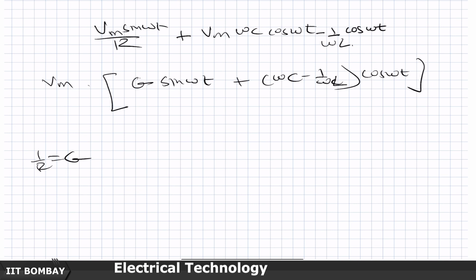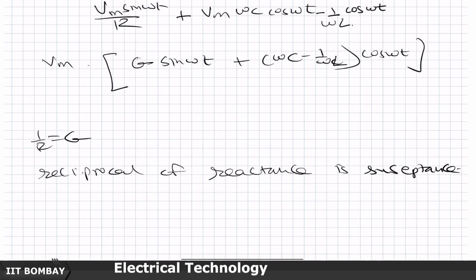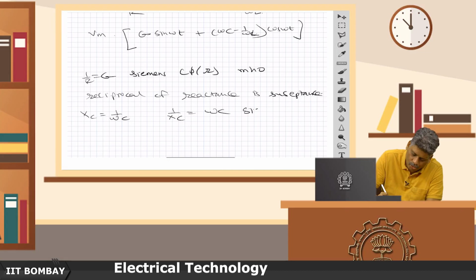Now the reciprocal of reactance is called susceptance. So what was the capacitive reactance Xc? This. So the reciprocal of this is this thing. The unit of reciprocal of resistance will be Siemens, which is 1 by ohm, also sometimes called mho.